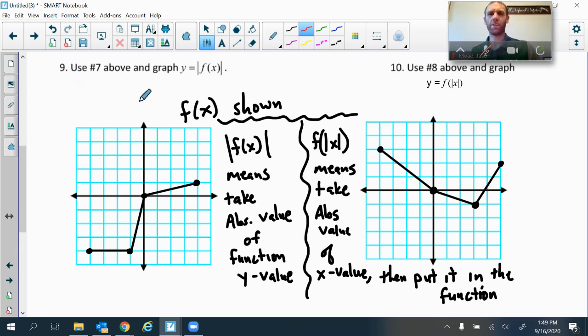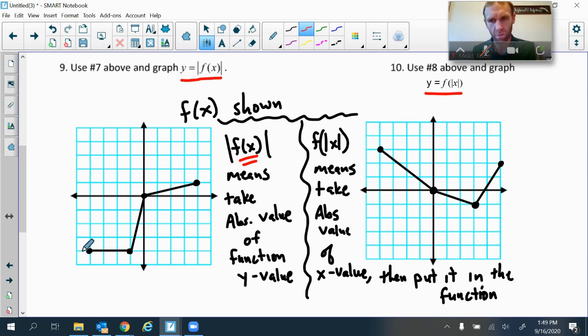We're going to go over problems 9 and 10 and talk about y equals absolute value of a function, or y equals the function of the absolute value of x. So what's the difference of these two things? The absolute value of f of x means we do this function first, and then we take the absolute value of all of the y values that come out, and then that's what we end up doing.